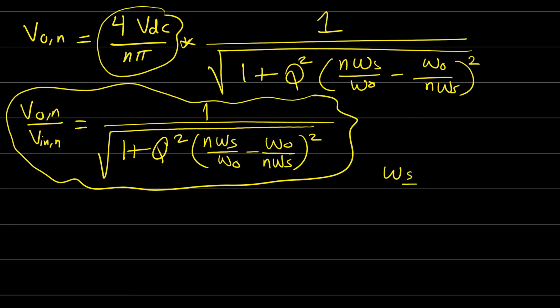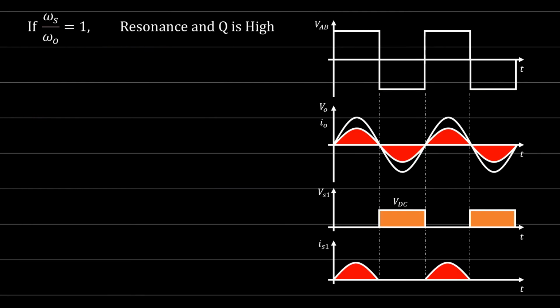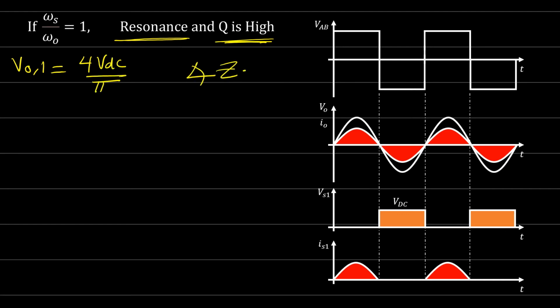Now let's look at this equation. When omega s over omega naught is equal to 1, this means what? This means resonance frequency. Okay, so we're operating at resonance. So this will be 1, right? And this will be 1. And we can say this term is equal to how much? n minus 1 over n. If omega s over omega naught is equal to 1, so this is at resonance, and Q is high, what happens? So we can say that V output 1 is equal to how much? 4 VDC over pi, and here the angle of Z is equal to 0.